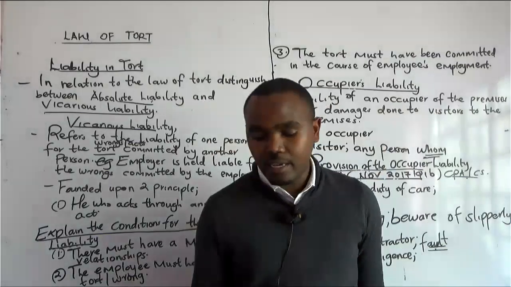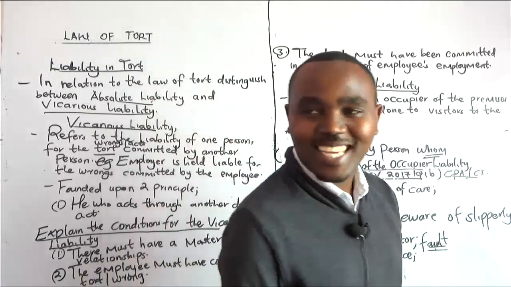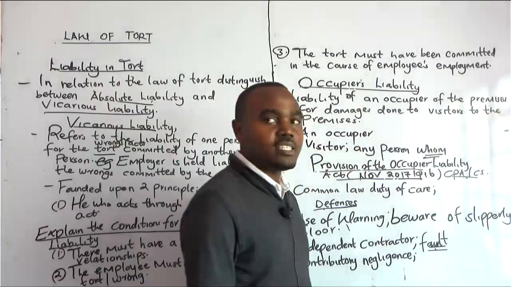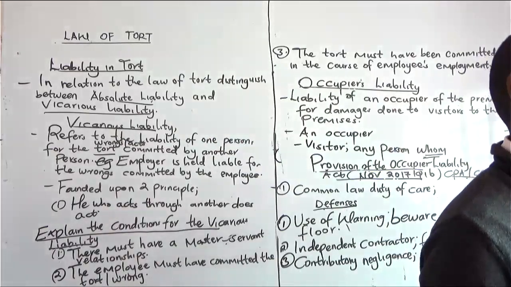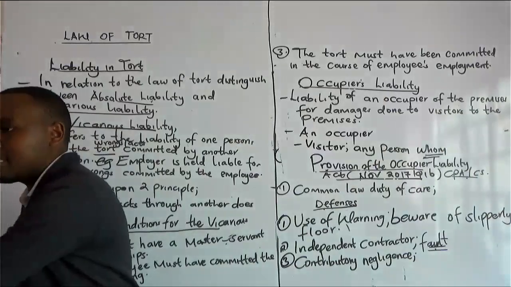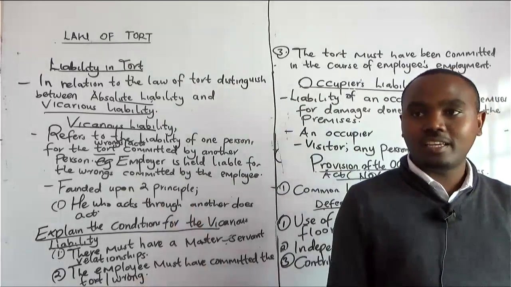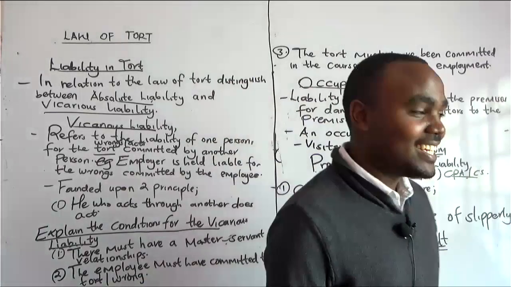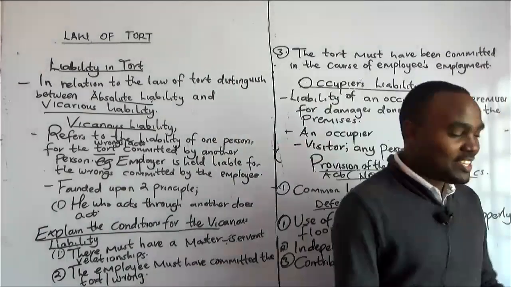How do we say that he contributed to his own injury? Contributory negligence is what we will be discussing, known as volenti non fit injuria, meaning that somebody is taking a risk. I have shown you that this is a slippery floor, and then you are still running here and there, and then you fall, and you get injured. That is something you contributed to your own injury. So, the visitor caused his own injury.